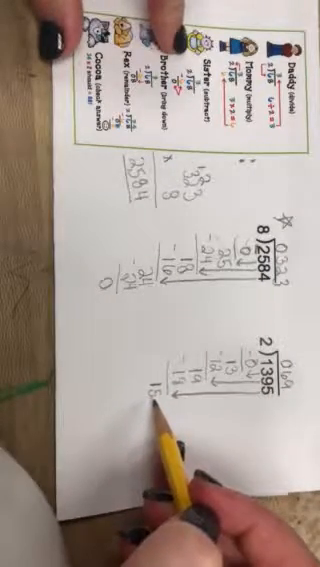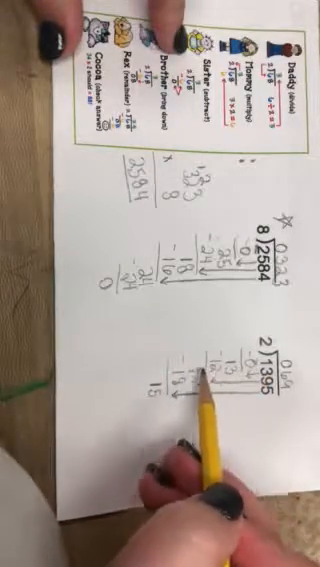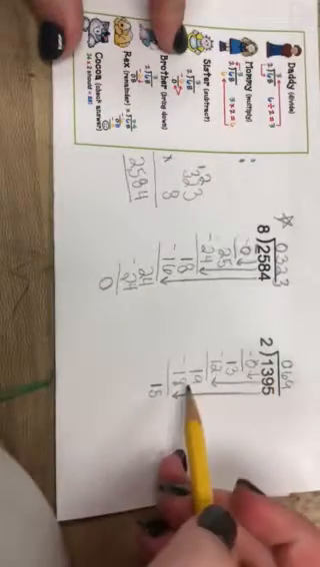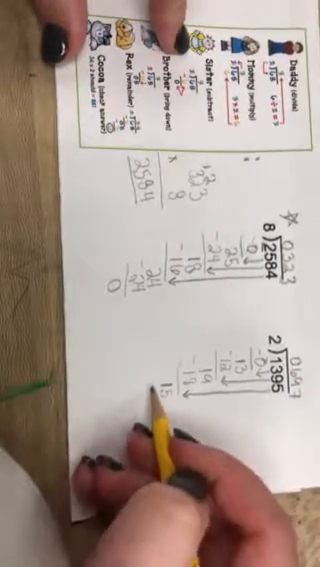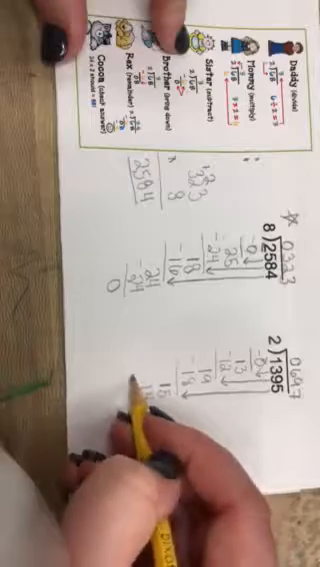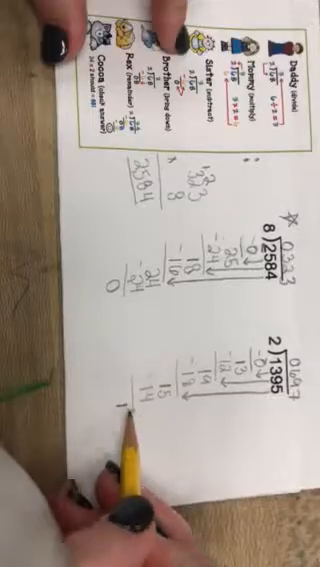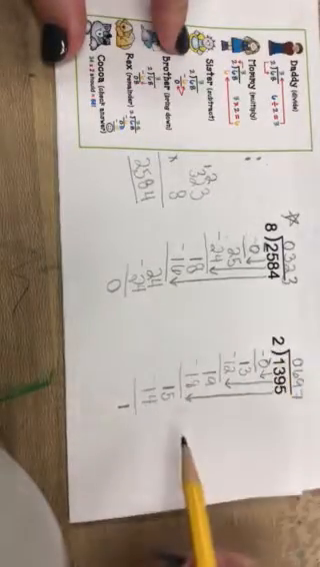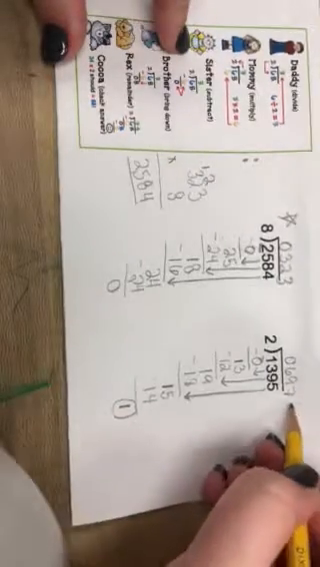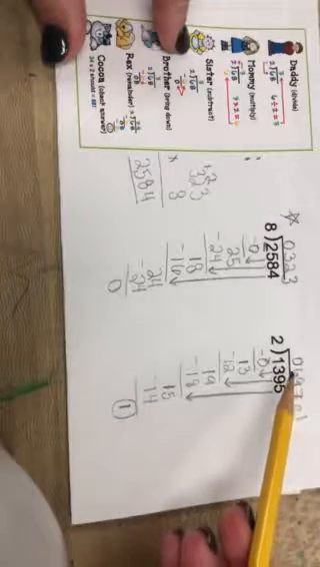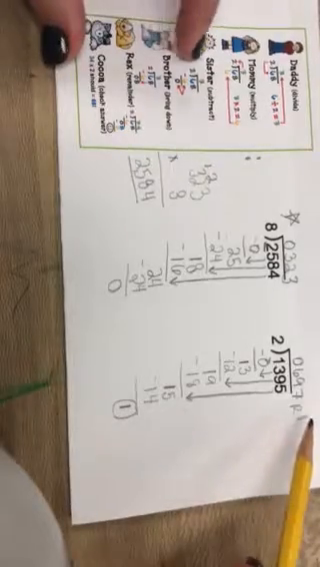Here we go. 15. My last part of my dividend. 15 donuts left over. Remember, I'm just taking small groups one at a time. 15 left over in 2 groups. Well, 2 times 7 is 14, which means 15 minus 14 is 1. I know that that remainder left over is smaller than my divisor, so I'm good on that part. I have nothing left to bring down, so this becomes my remainder. So my answer is 697, remainder 1.